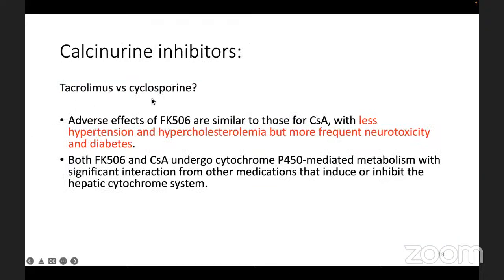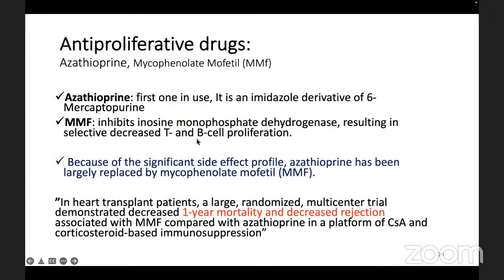Now, between tacrolimus and cyclosporin, both have side effects that are similar to some extent. However, tacrolimus is associated with less hypertension and hypercholesterolemia, but more frequently neurotoxicity and diabetes. Both undergo the cytochrome P450, both have drug-drug interactions, and both have similar side effects, but tacrolimus seems to be favored because its hypertension and hypercholesterolemia side effects are less.